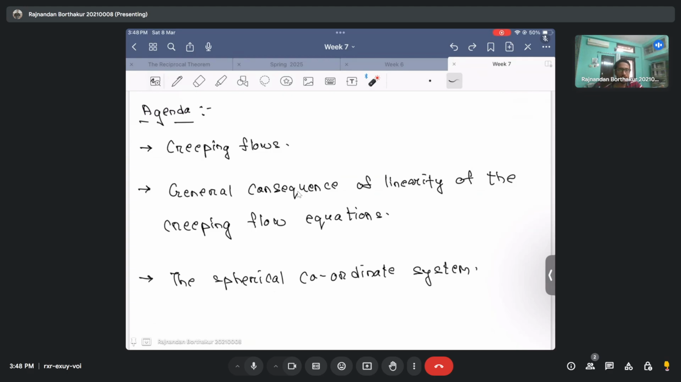And you will basically see that because we don't have inertia, the governing equations are linear, and the fact that the governing equations are linear has lasting impressions on certain conclusions. And we will see when and how these kinds of general observations can be made in creeping flows based on the linearity of the governing equation. Okay. And we will see that shortly.